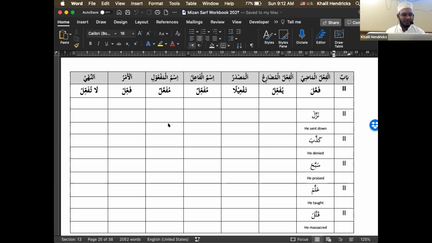The last two: Fa'il la tufa'il. Again, all together. You say the whole line together. Fa'ala yufa'ilu taf'ilan mufa'ilun mufa'alun. Fa'il la tufa'il. All together again. Fa'ala yufa'ilu taf'ilan mufa'ilun mufa'alun. Fa'il la tufa'il.